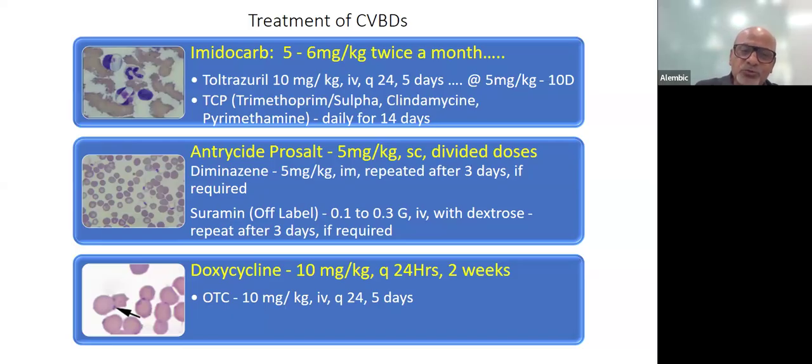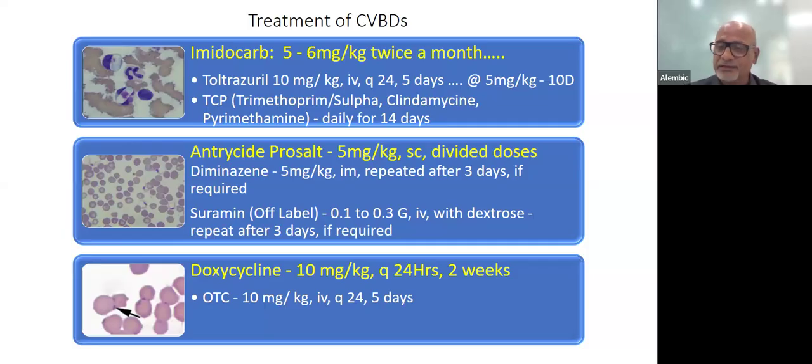Suramin can also be used for trypanosomosis. Of course, it is off-label use. Even in the ProCap guidelines, it has been mentioned, 0.1 to 0.3 grams total, diluted adequately in glucose saline or dextrose saline. There is hypoglycemia, so simultaneously you are treating hypoglycemia also by diluting it in dextrose, and it is given very, very slowly intravenously.